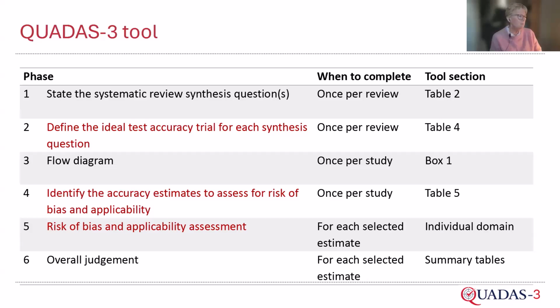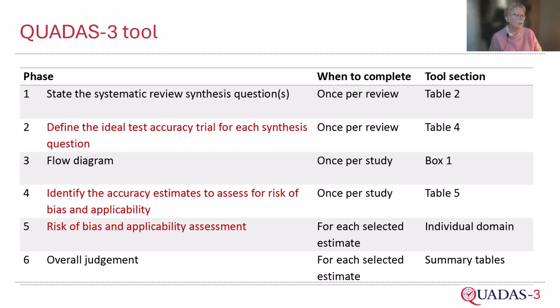Phase 3 remains the same. We draw a flow diagram to illustrate the flow of participants through each study. Phase 4 is a new phase where we identify the accuracy estimates in a study that we want to assess for risk of bias and applicability.